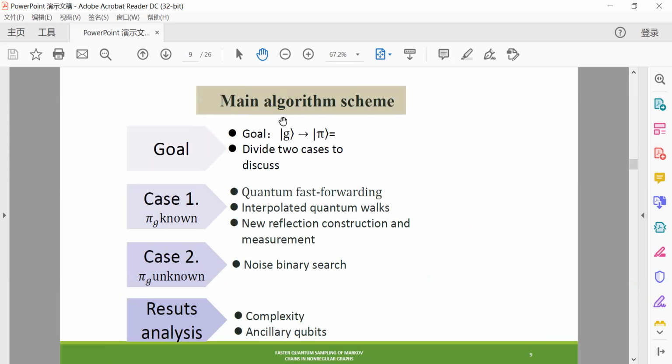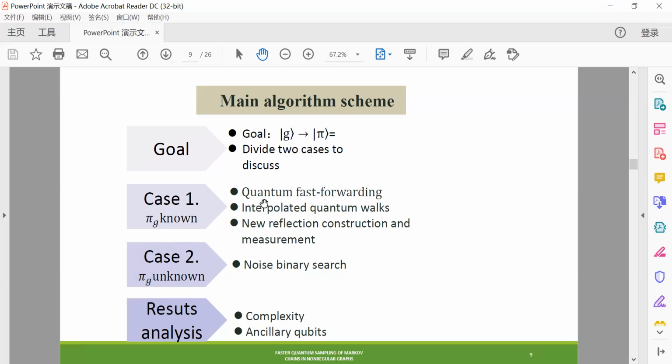Now let's see the main algorithm scheme. This is our goal. In general, we don't know pi_g, the probability of the vertex g in the stationary distribution. Sometimes we know it, sometimes we don't. In general, we don't know it, so we divide into two cases to discuss.